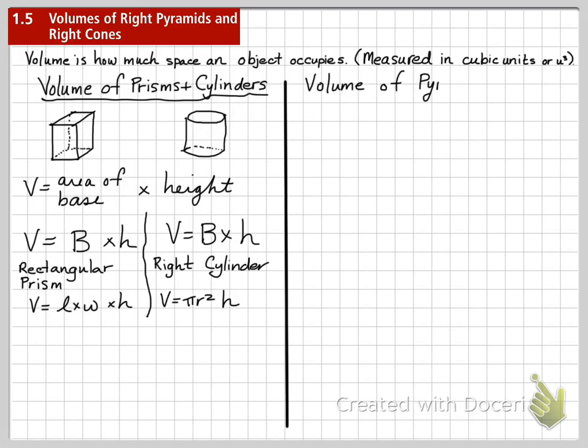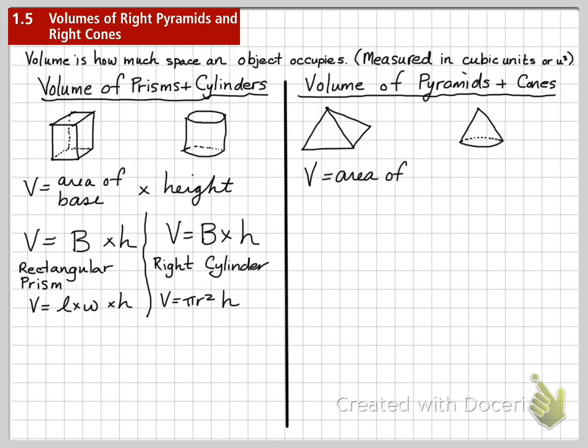When we compare that to the volume of pyramids and cones, you'll notice that pyramids and cones aren't the same from the top to the bottom. They go to a point, therefore it's going to be less volume. Pyramids and cones have a formula that's related to prisms and cylinders, in that you still take the area of the base times the height, but now you have to divide that by 3. It's only going to be a third as much.